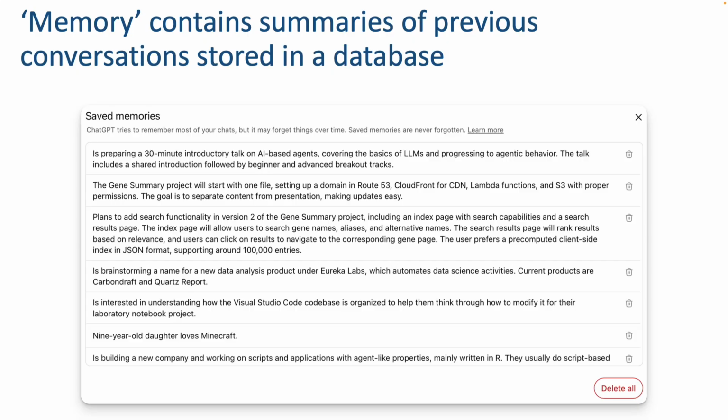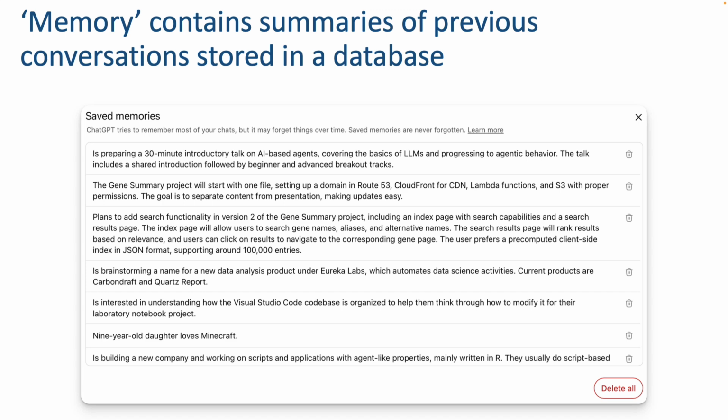So what OpenAI engineers have started to do is build in what they call memory to enhance this user experience. So memory is different than data retention. Memory is simply summaries of previous conversations stored in a database. So if you look at saved memories here, you can see some one line or sometimes 2-line snippets of information that ChatGPT has about me.